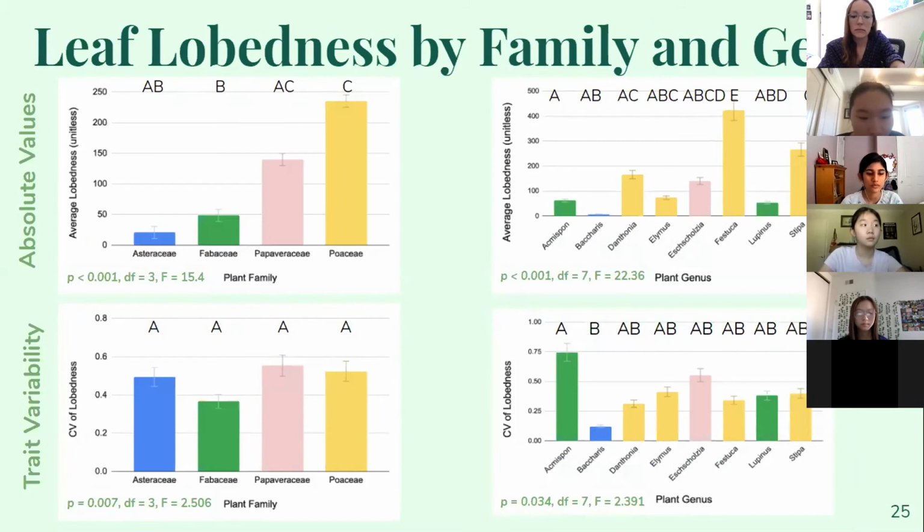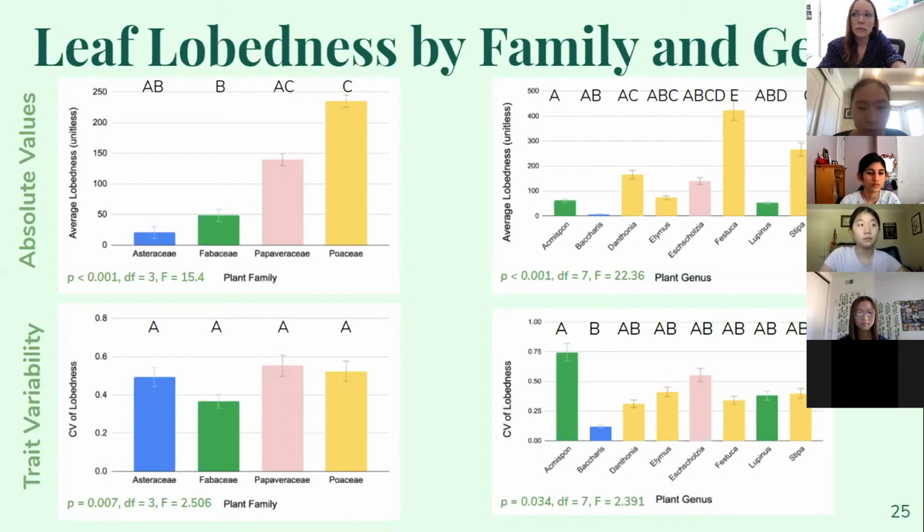When looking at the absolute trait values by genus, there are also significant differences, such as between Achnatherum and Festuca. When comparing the two graphs, it is also evident that grasses, which are in the yellow, tended to have higher leaf lobedness, with Festuca and Stipa driving the larger leaf lobedness values.